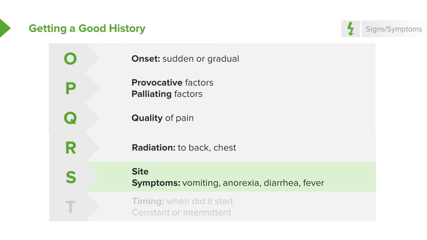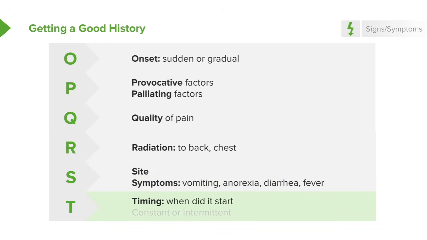Do they have any other symptoms with the pain? Vomiting, anorexia, diarrhea, fever. Vomiting and appendicitis can be very helpful to know. Did the pain come first or did the vomiting come first? Is there any blood in the stool? All of this stuff can help you figure out what to do.